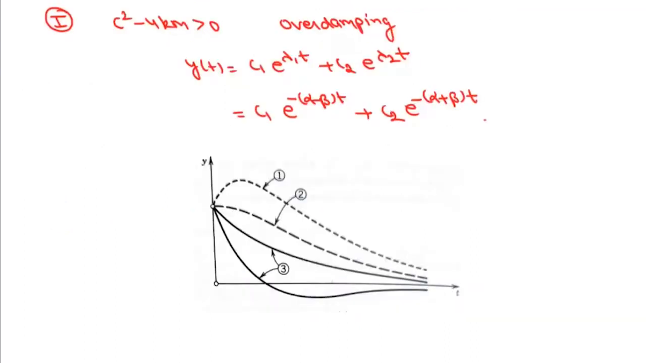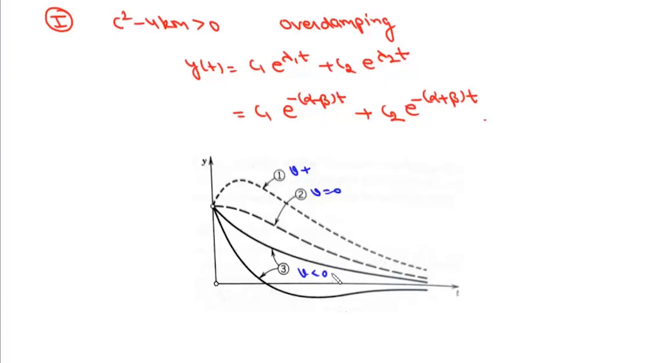Now typical motion in the overdamped case is represented by these three lines 1, 2 and 3. In all these cases we have taken positive initial displacement, and in the first case we have taken positive velocity, in the second case zero velocity, and in the third case negative velocity. So this is the general motion in the overdamped case.